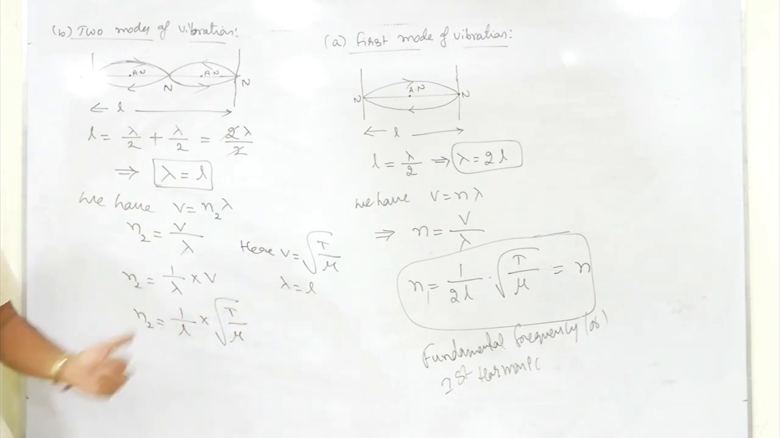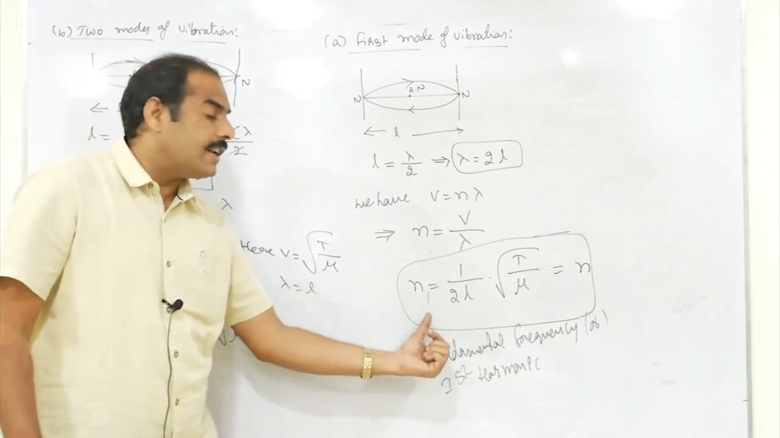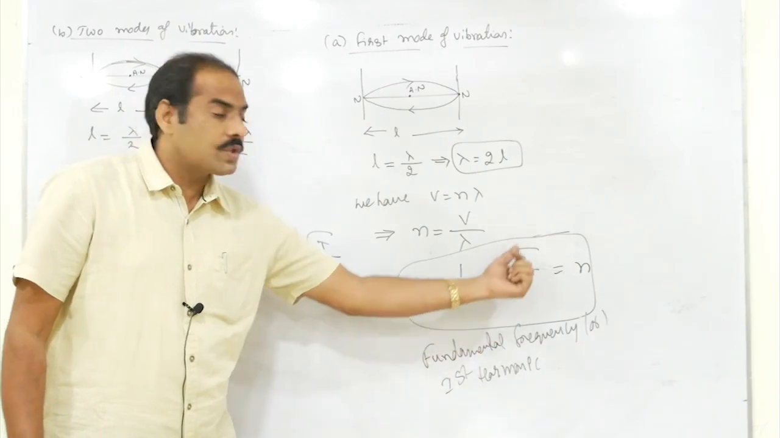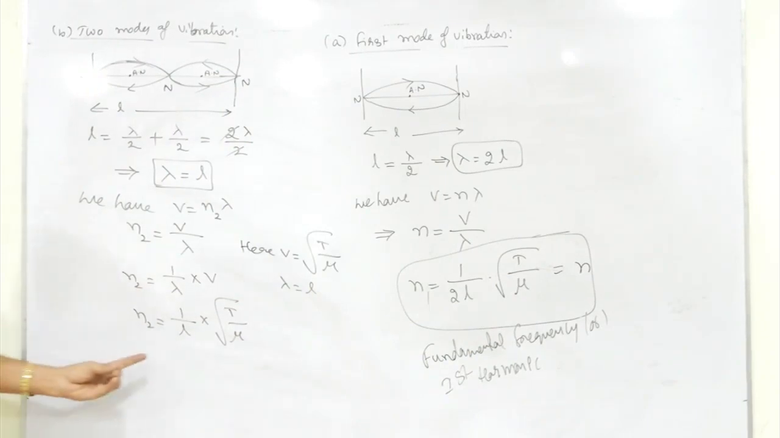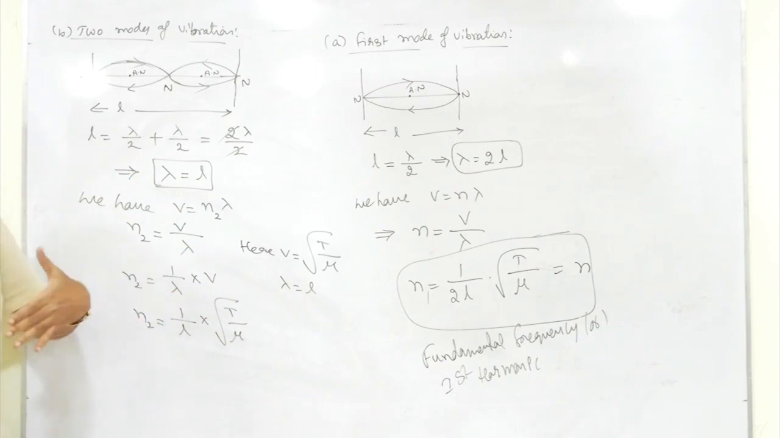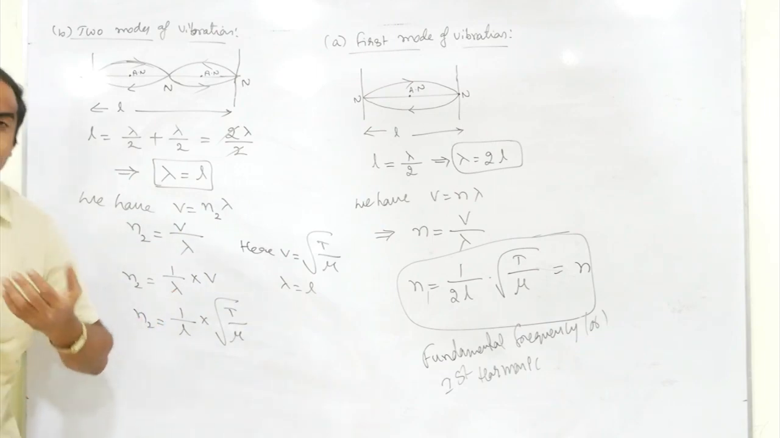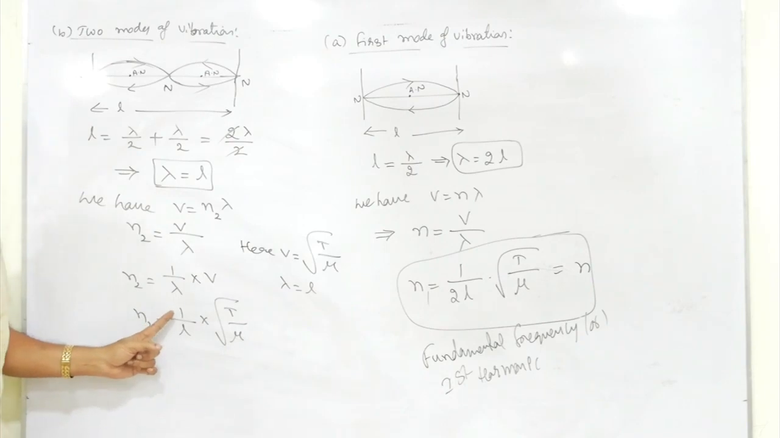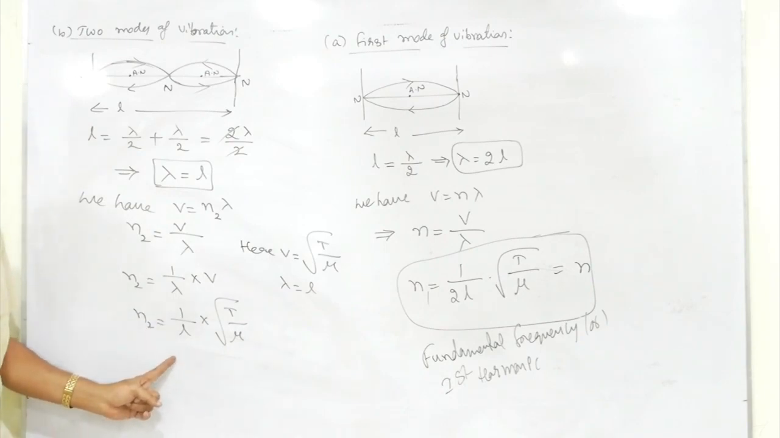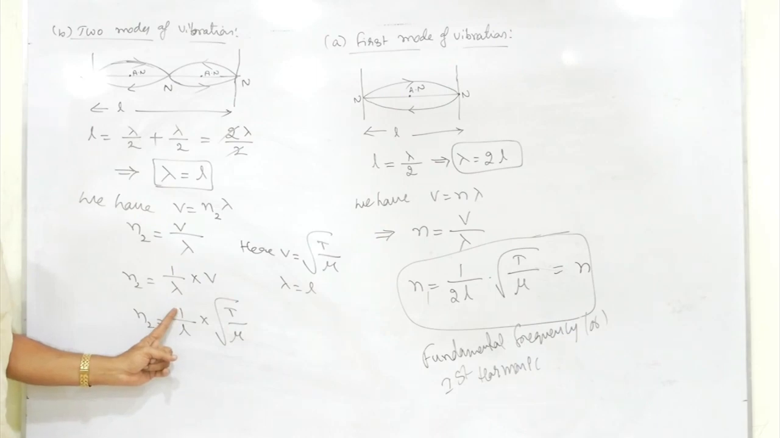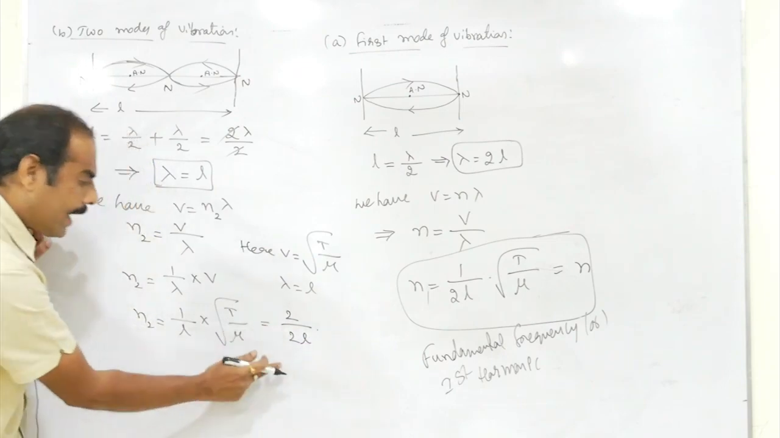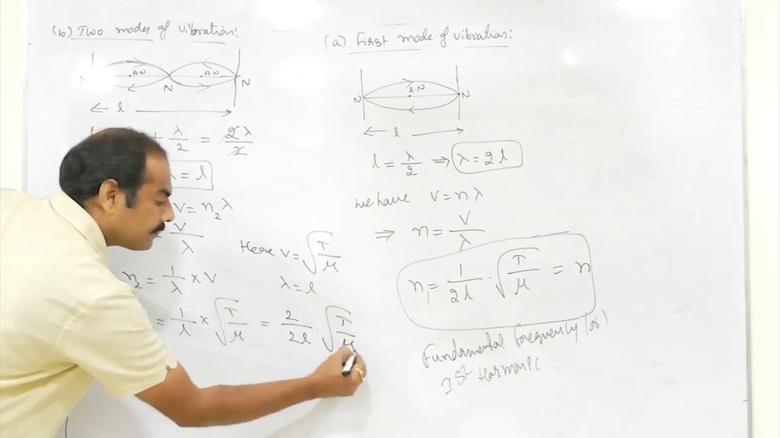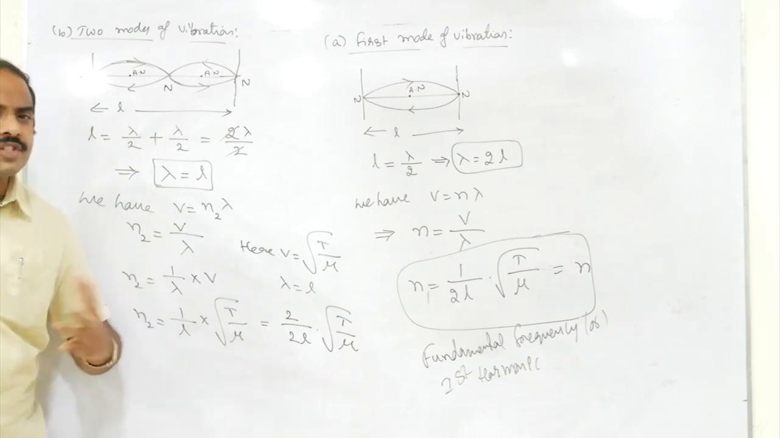But observe the fundamental frequency formula. What is N1? N1 is equal to 1 by 2L into square root of T by mu. In the denominator here, 2 is there, but here 2 is not there. We cannot compare easily. But for our mathematical convenience, we multiply this equation by 2 and divide by 2. You will get 2 by 2L into square root of T by mu. The final result doesn't change.